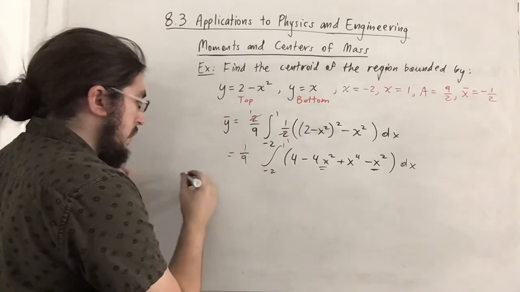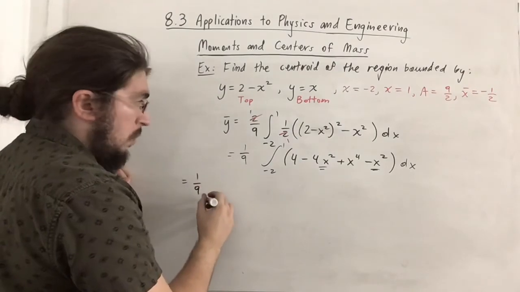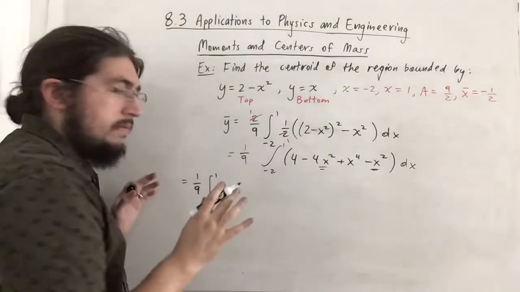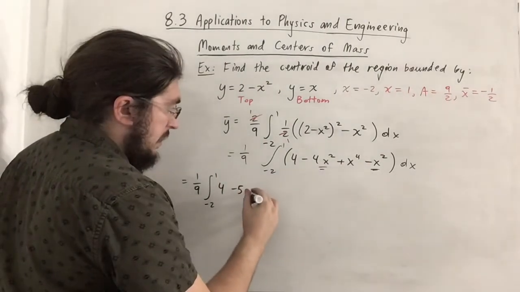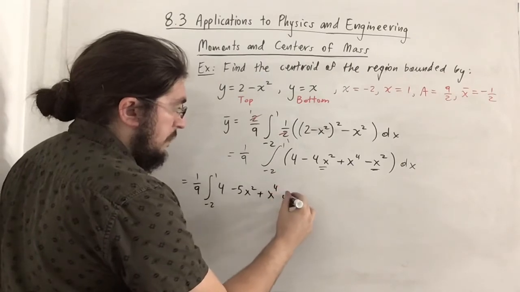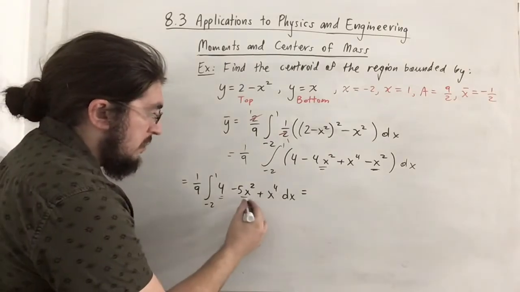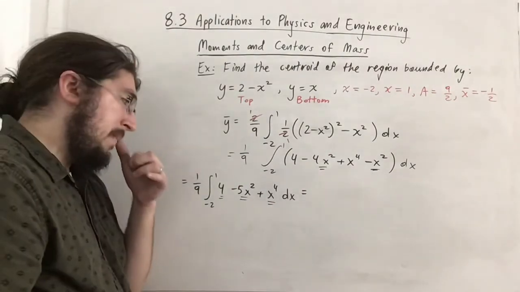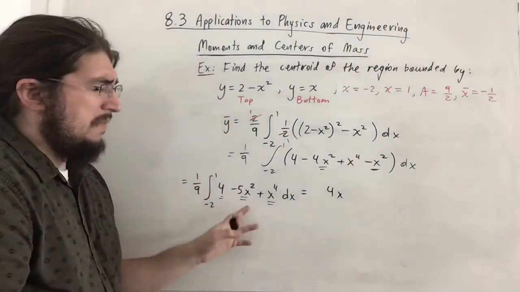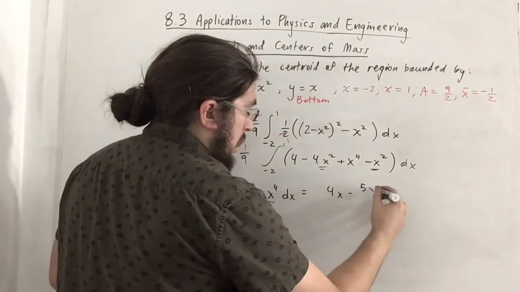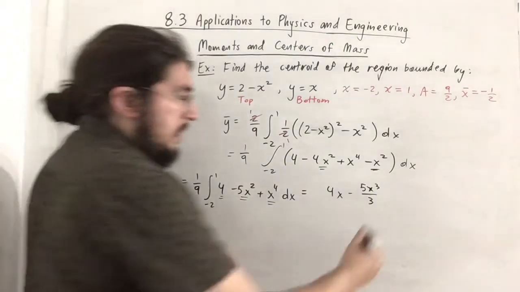So this y value of the centroid of the region is 1/9 times the integral from -2 to 1 of 4, and those combine to -5x squared plus x to the 4th. Perfect. And now, to antiderive each of these, they're just powers of x, so it's pretty simple to do, I think. So the antiderivative of 4 is 4x. The antiderivative of this is -5x to the 3rd over 3. The antiderivative of x to the 4th is x to the 5th over 5.